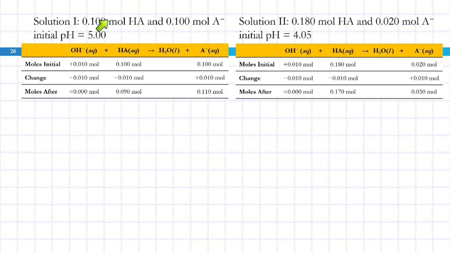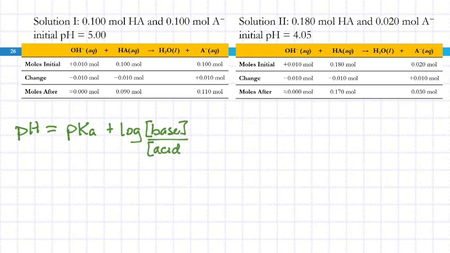If it didn't say on the page, we could get it from here. When the concentrations of acid and conjugate base are equal, then the pH is equal to the pKa. And we get that from the Henderson-Hasselbalch equation. If the concentration of the base is equal to the concentration of acid, this fraction is 1. The log of 1 is 0. pH equals pKa. So that's how we get the pKa if we didn't see it on the previous page.